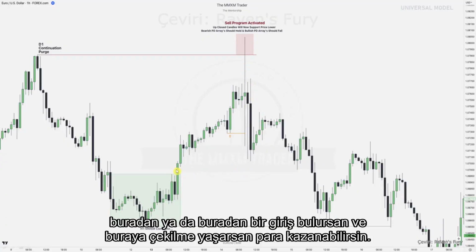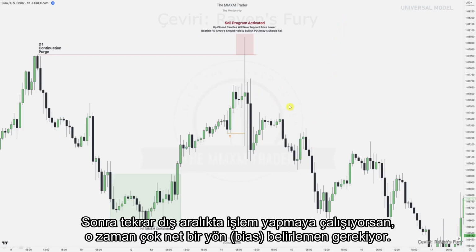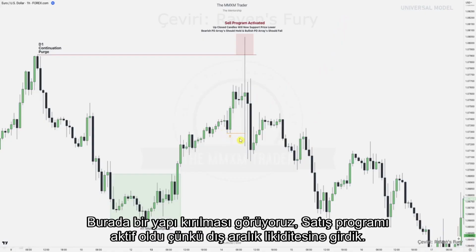And even if we draw into here and we start to go up again, if you find an entry from up here or even up here and you can draw into here, you can make money, as opposed if you're waiting for this POI to get hit, right, and then try to trade external again, that you need to have a real clear bias. So over here we see a break of structure, right?